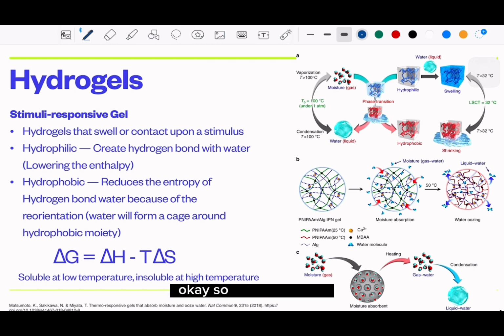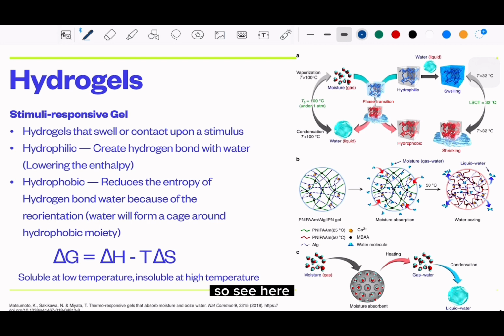Okay. So let's say this is water. This is water around here. The water wants to go inside, but since it's hydrophobic, it can't go inside. So the only way to make this hydrophobic is to make sure that the entropy is reduced. Okay?